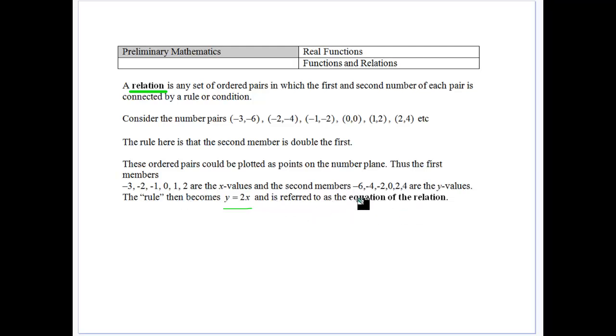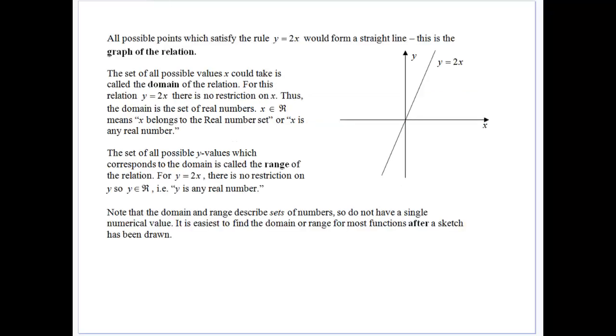So there's a relationship that exists between what we do to the first number to get the second number. That's what we call a relation. It's basically looking at the idea of a rule. When we do the graph of that relationship, we get a straight line. Y is equal to 2x is a straight line.